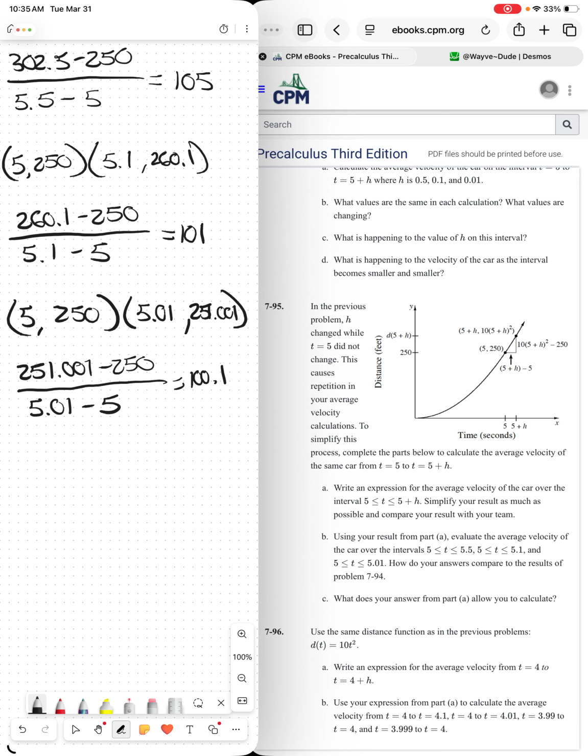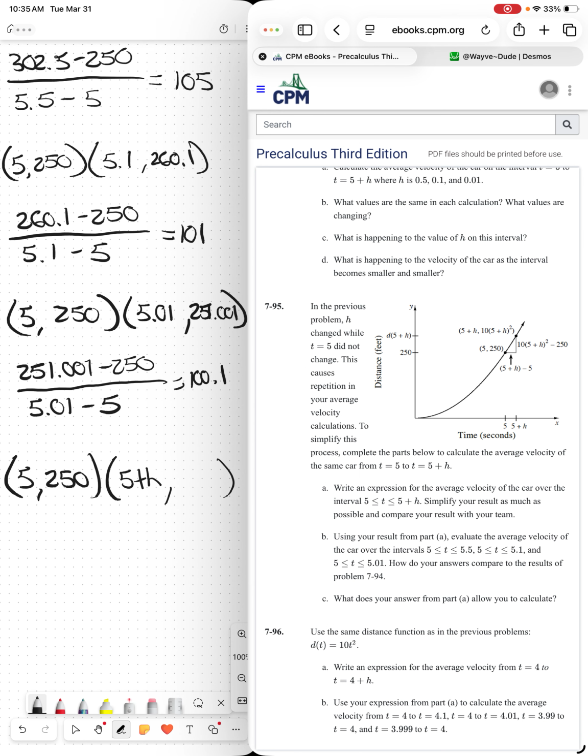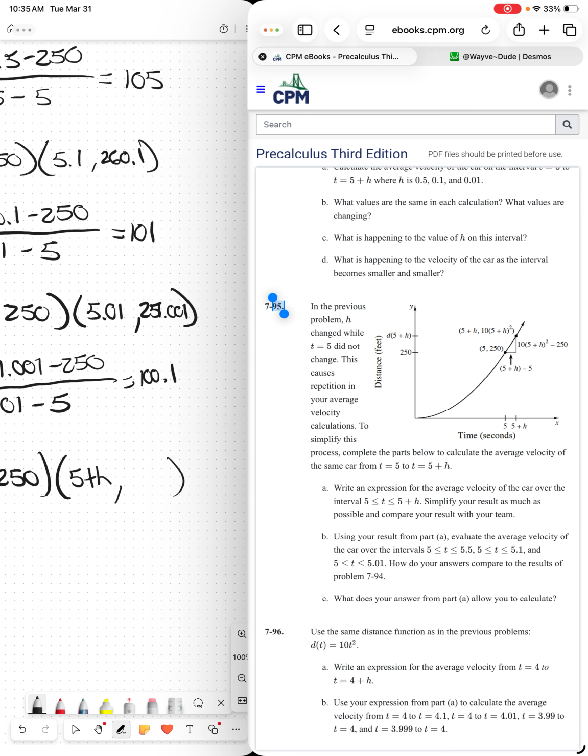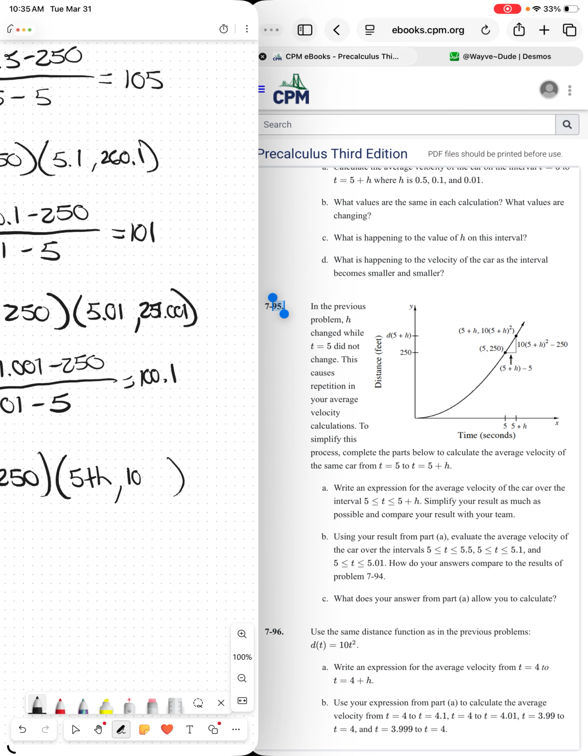So they've said 5 is 250. And then 5 plus h, they plugged into the function. So right here, you can see that they plug in 5 plus h into the function. So it's like 10 times 5 plus h squared. Okay, and then what happens, right?